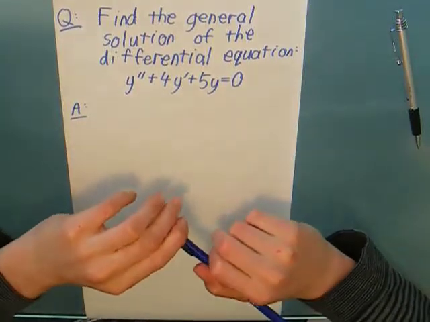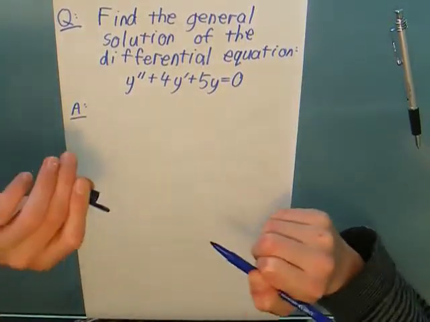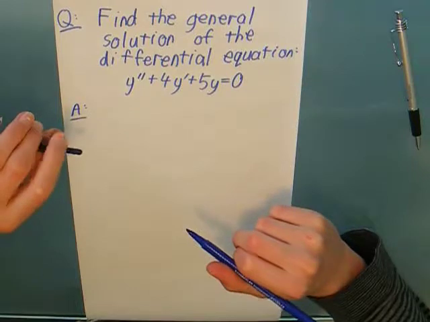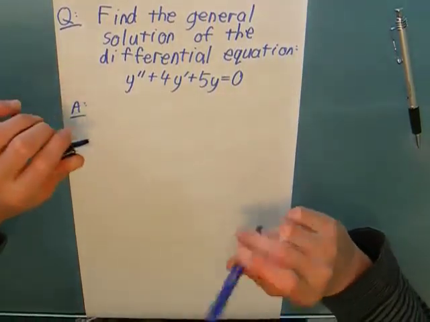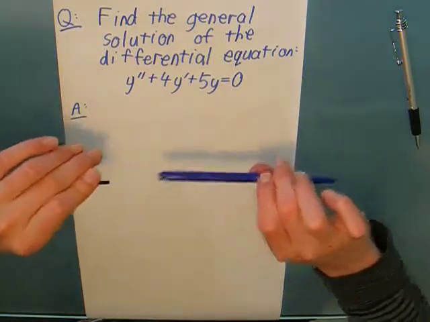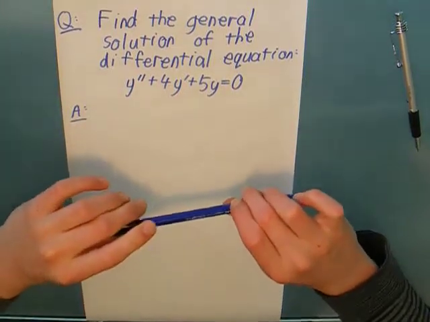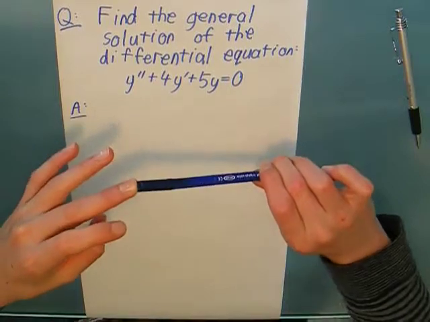There. So in this video, I'm going to be teaching you how to find the general solution of the final case of a homogeneous linear constant coefficient second order differential equation. So again, I'm going to start with the auxiliary equation.